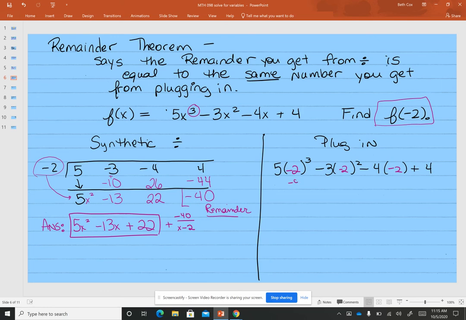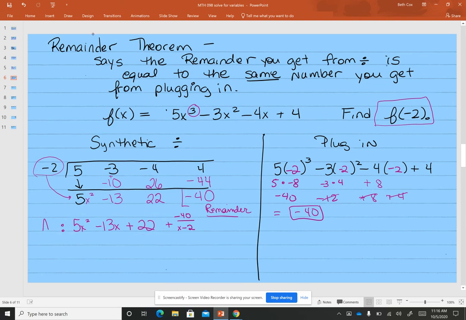This would give me a -8 times 5, which is a -40. That gives me a 4, so that's -12. This gives me +8. Strange how that's being weird. +4. And so I get -40. Okay, so the answer here is -40, not this polynomial.